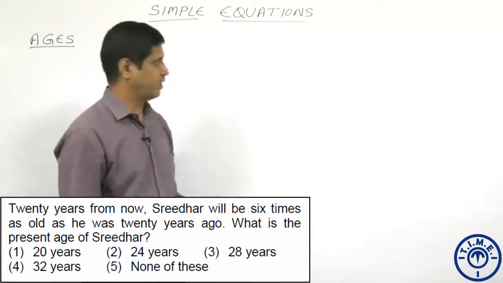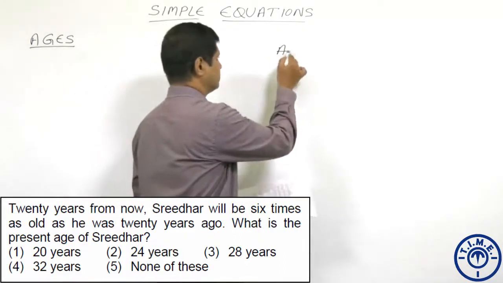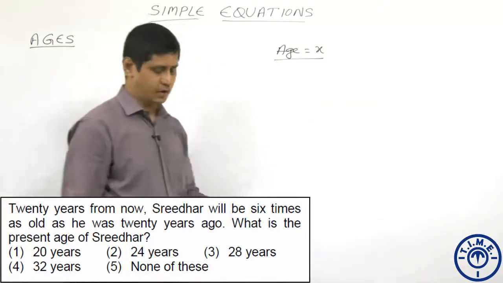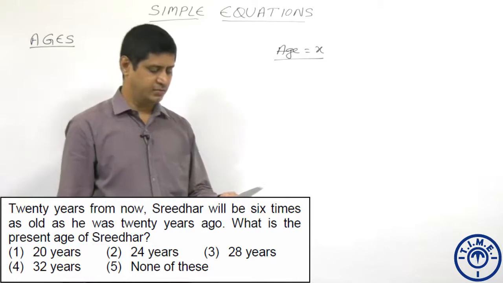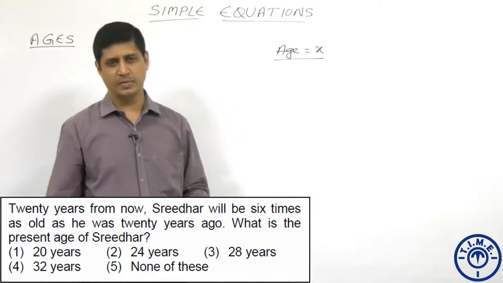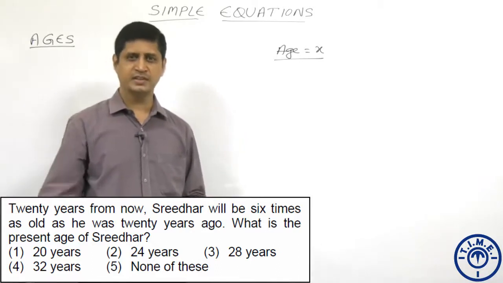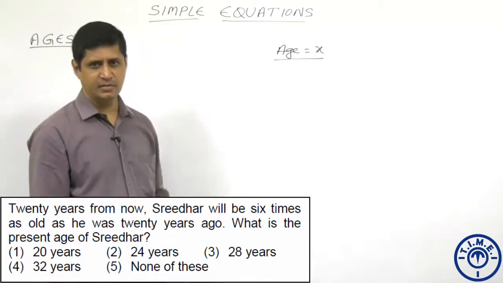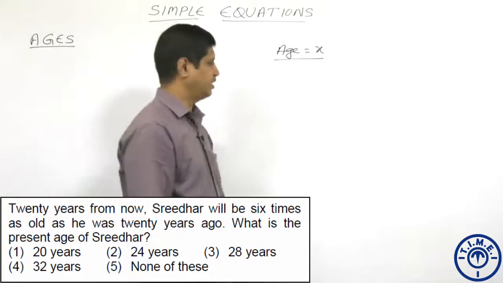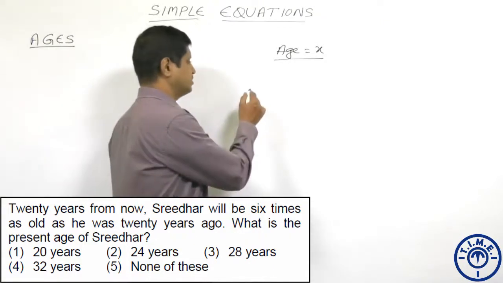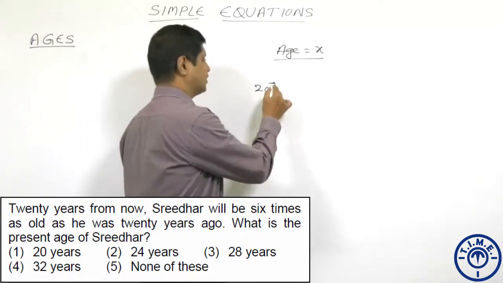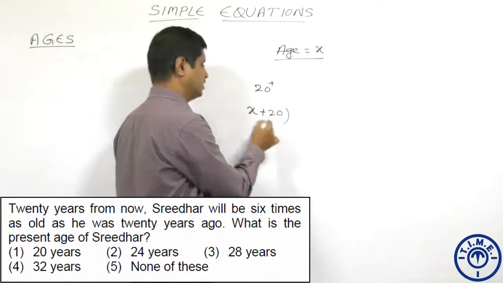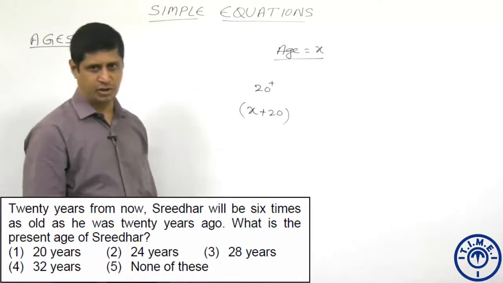Sridhar's present age is to be found. Let us assume the age of Sridhar today is x. What is the first condition? 20 years from now, 20 years hence, 20 years later, 20 years after, all these have the same meaning. 20 years from now means after 20 years, so the age of Sridhar will be x plus 20.